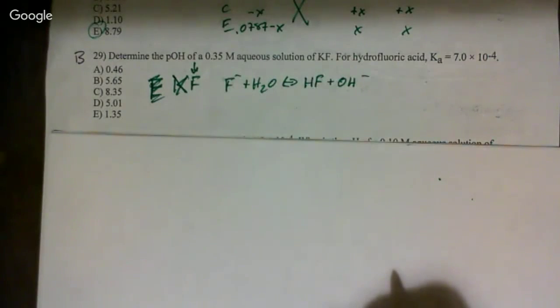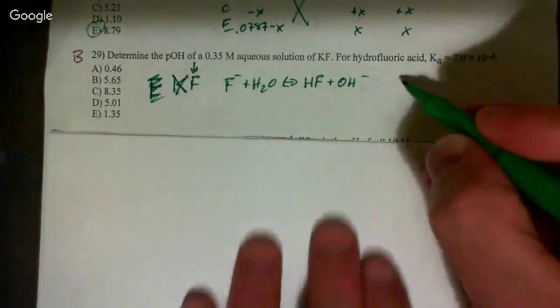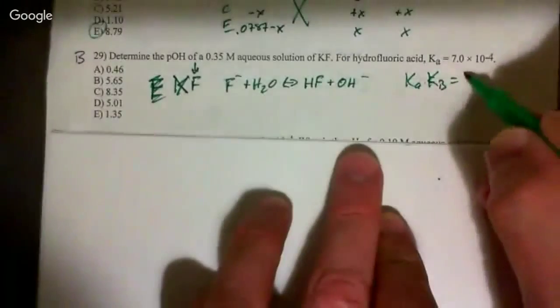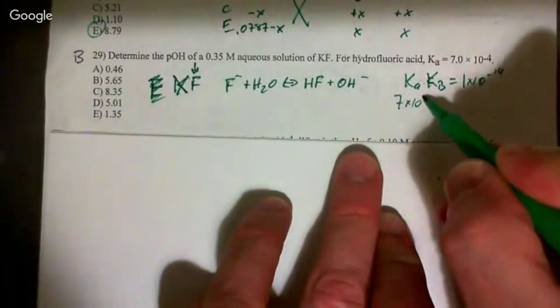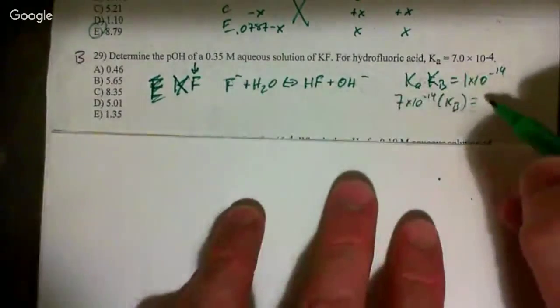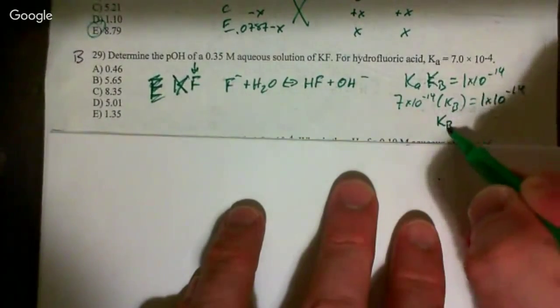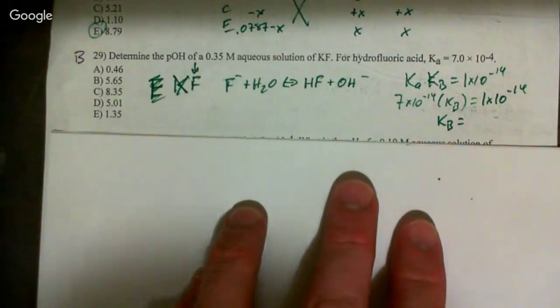So what are we going to do here? This is an awful lot like the other problem. If I know the Ka, I can take Ka times Kb equals 1 times 10 to the negative 14th. If Ka is 7 times 10 to the negative 14th, we can get the Kb for the conjugate base, and F minus is the conjugate base of HF. So I'm getting a Kb value. And now as I think back, this would have been a much easier way to do that other problem that I stopped on.